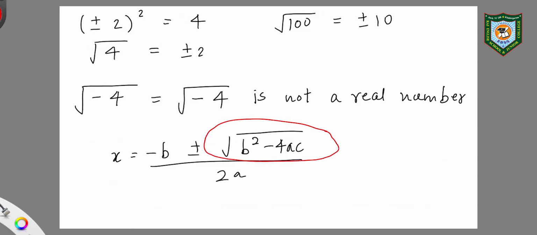So if this under root value becomes negative, that means I cannot have a real number, or my solution for x is not going to be a real number, as we have not defined the negative square root of a negative number. So in the next slide, we're going to see how this will be defined.